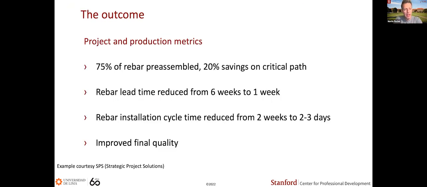So through this process, they were able to pre-assemble 75% of the rebar, which had not been done before at this level for this type of work. And that by itself created 20% savings on the critical path. They reduced the rebar lead time from 6 weeks to 1 week, the installation cycle time from 2 weeks to 2 to 3 days, and improved the final quality.